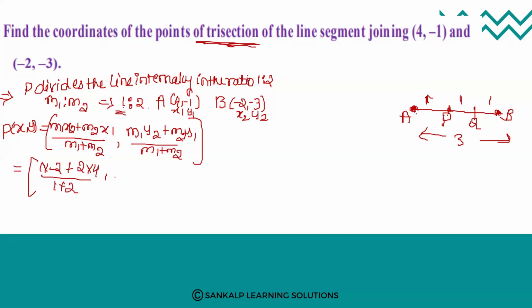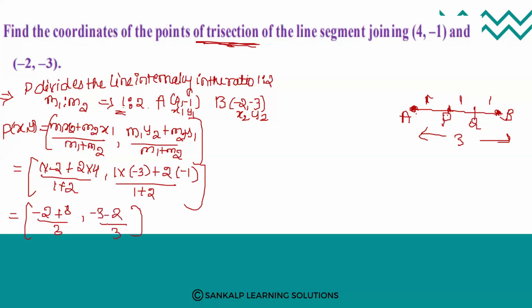Now m1 value is 1, y2 value is -3, plus 2 into -1, divided by 1 plus 2. 1 into -2 is -2, plus 8, divided by 3. -3 minus 2 divided by 3. So -2 plus 8 means 6 divided by 3. -3 minus 2 is -5 divided by 3. That means you will get the coordinates of P are 2 and -5/3.